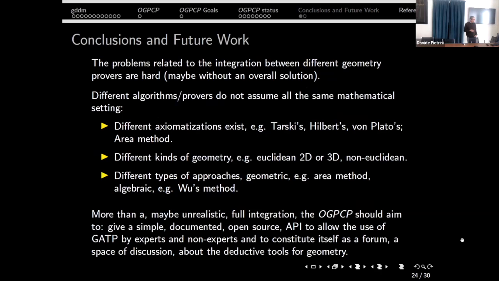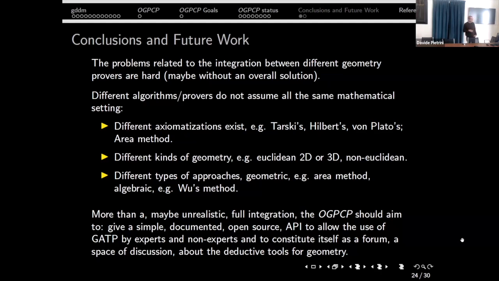The competition. So what are our problems, our expectations? The problems related to the integration between different geometry provers are not easy. We have, for instance, many axiomatic systems: Hilbert's, von Plato's, the area method, the full angle method. Sometimes it's not possible to have the conversion, or to even expect that we will find an axiom system that runs or that will win the competition. So it's a question that we have to deal with.